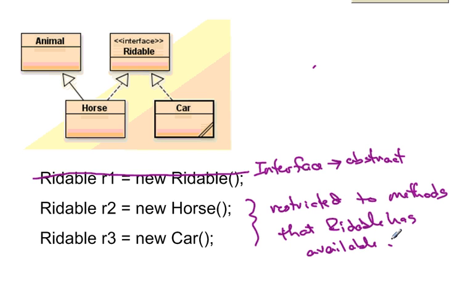So once you say that r2 is a writable object, even though it's a horse as well, you can't use horse-specific methods unless you cast r2. So you could do something like this: Horse r2 dot, what could a horse do? Eat hay. Not all writable objects eat hay. Clearly a car does not eat hay. So if we were to add such a method, r2.eat, it wouldn't be happy if it was just a writable, but if we cast it to a horse, then a horse knows how to eat and we'd be fine.